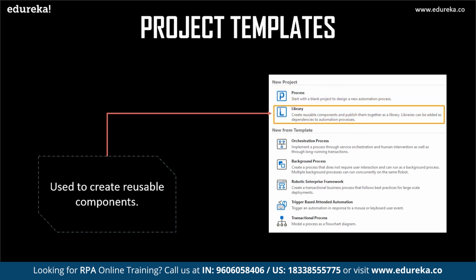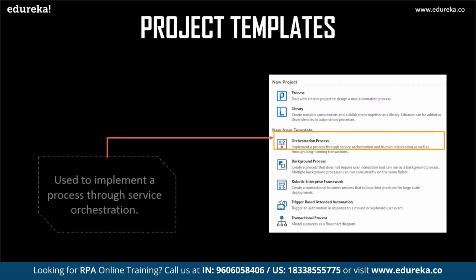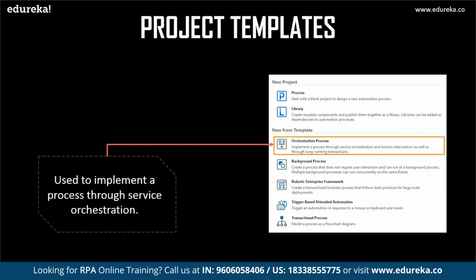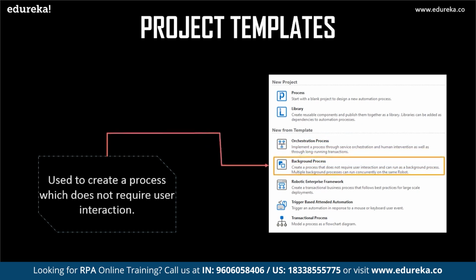So these libraries can be added as dependencies to the automation processes. After that, something new that we have in the picture is the orchestration process. This project template is used to implement a process through service orchestration and human intervention, as well as through long-running transactions.